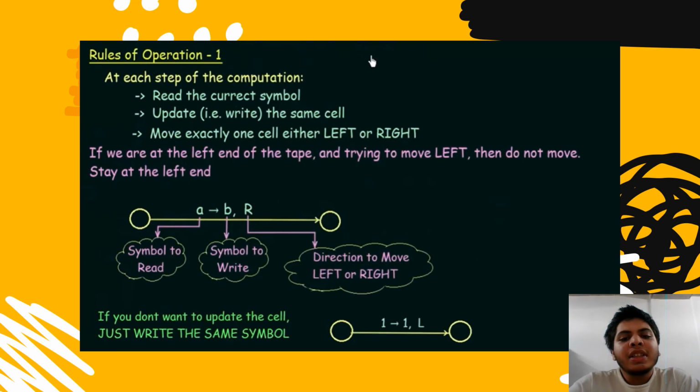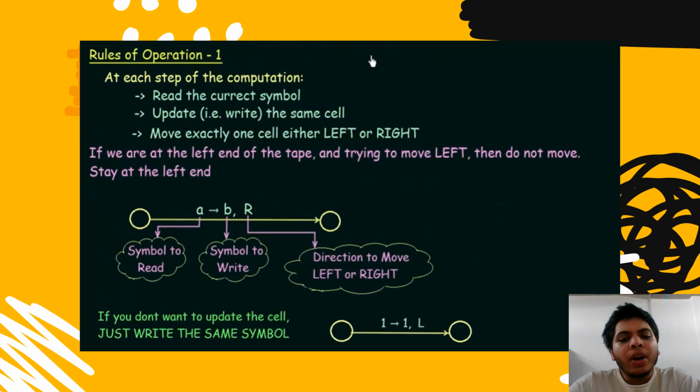And then what is the next step that we need to do? I already said we have to move one step to the left or to the right. So this symbol over here gives you the direction to move, either to the left or to the right. So if you have an R over here, it means move to the right. And if you have an L over here, it means move to the left. So that is the meaning of the symbols in the transition diagram.